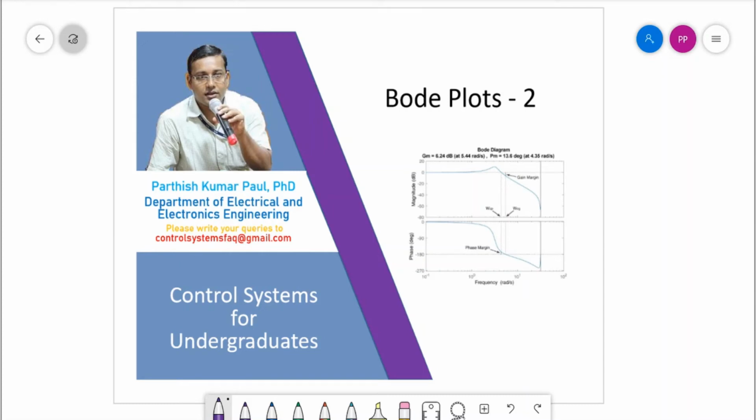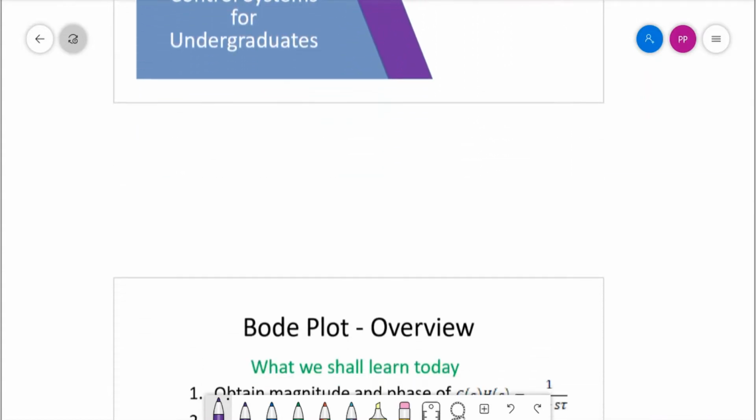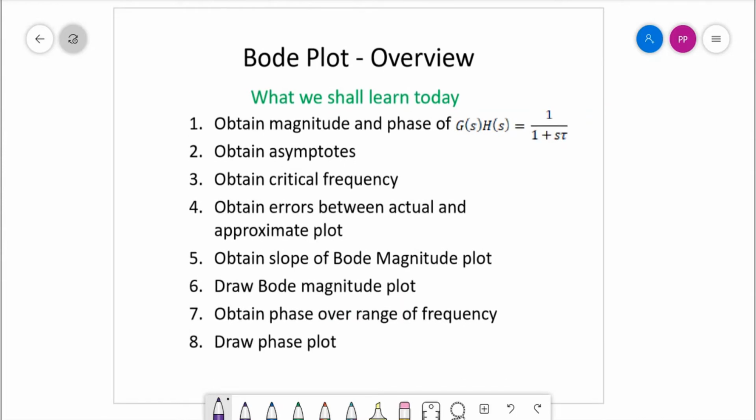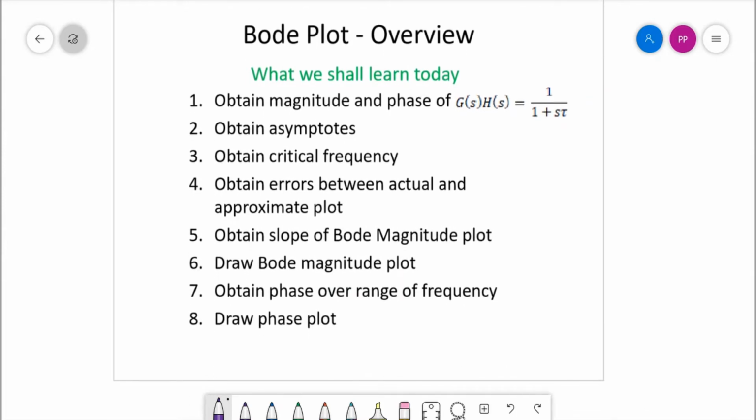Welcome friends, this is the second class on Bode plots, and today we are going to learn how to draw the Bode plot for 1 by 1 plus tau s plus 1. So the important points we will cover in today's lecture are how to obtain magnitude and phase for this transfer function, then further how to obtain the asymptotes while drawing the Bode magnitude plot, then obtain the critical frequency or corner frequency while drawing the Bode plot.